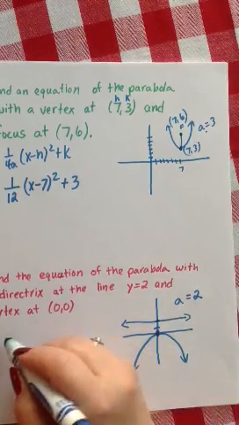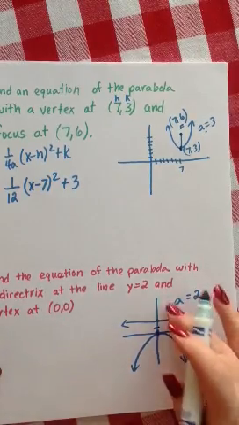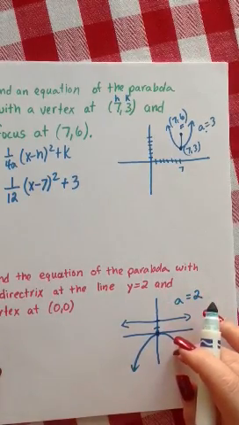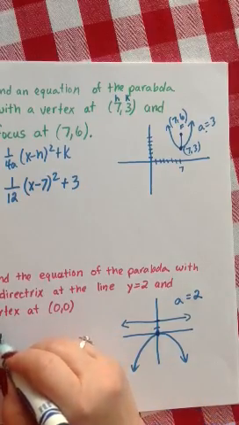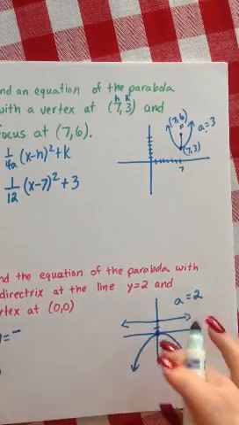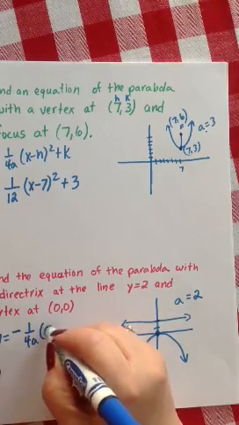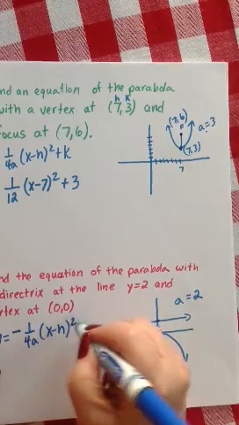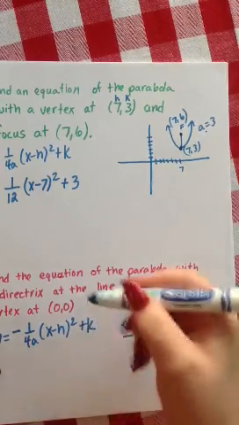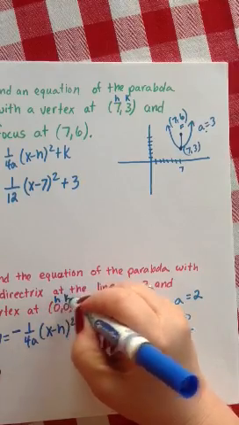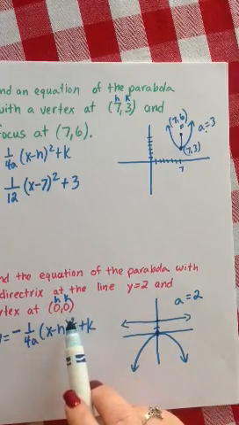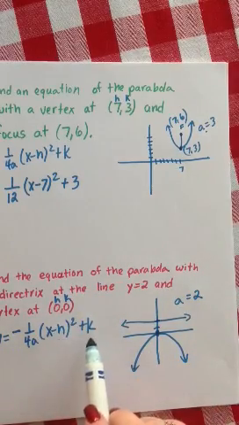Since it opens up or downward, it's going to be x squared. So in this case, it's going to be y equal to negative, because it opens down, 1 over 4a times (x minus h) squared plus k. Remember, our vertex is (h, k).